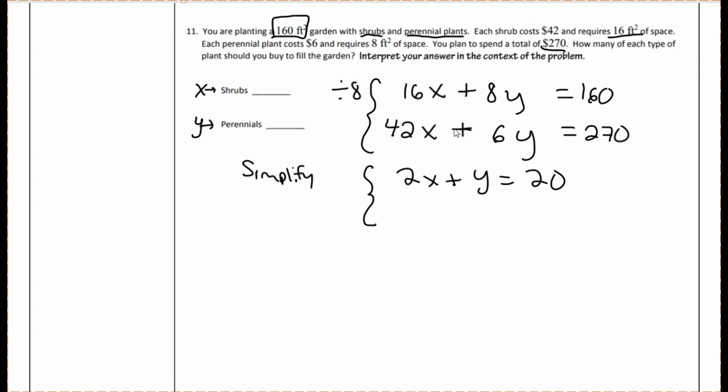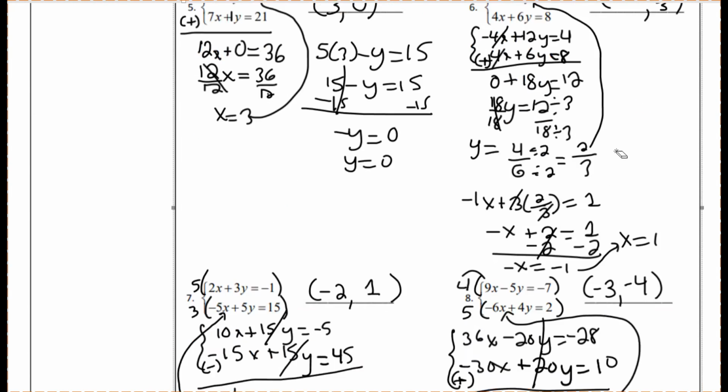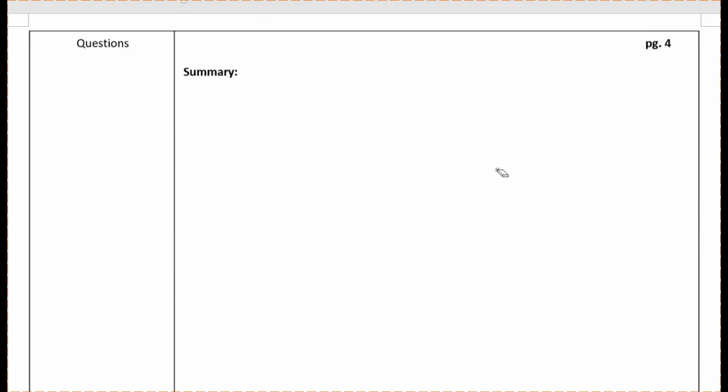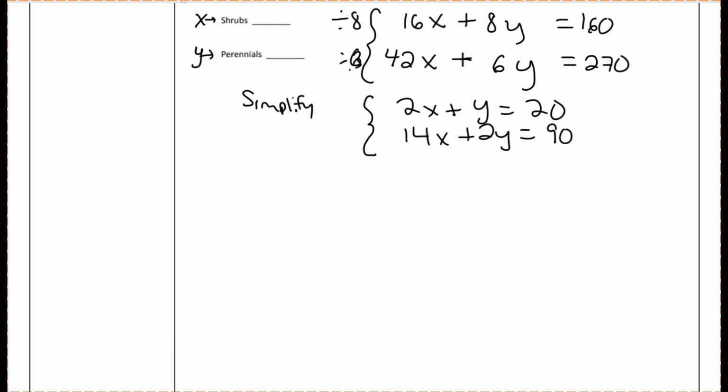Now, for this bottom one, I can divide by 3 to simplify it a little bit. If I do that, I get 14x plus 2y is equal to 90. In fact, I can actually divide by 6. So I'm going to divide by 6 to simplify it a little bit further.